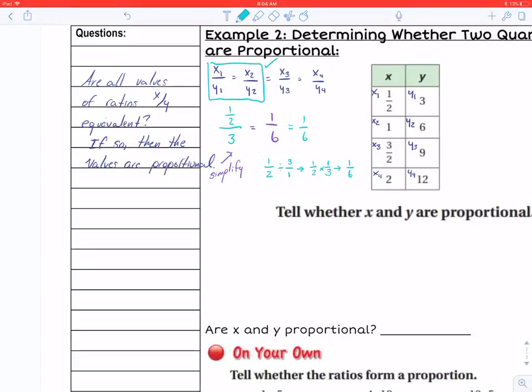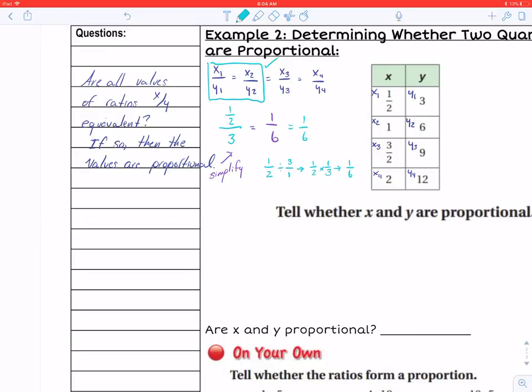In the last video, we left off on checking the values of x1 over y1 and checking if they were equal to the value or ratio of x2 over y2. And we determined, after simplifying our complex fraction, that they are indeed equal and therefore proportional.